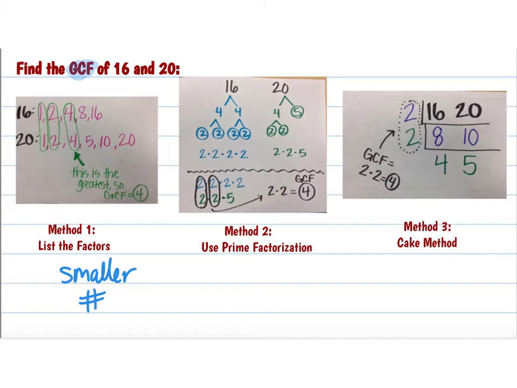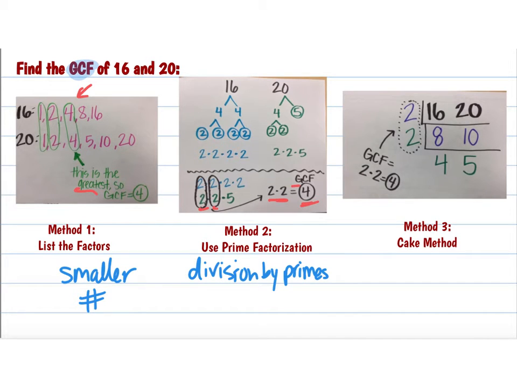Method 2 is using prime factorization. Here it's using a factor tree. You could also use division by primes, and then use the prime numbers to tell what the common factor is. On the previous method, you can see that we just circle the ones that are in common until we find the greatest one. In this method, you list all your primes, then find the primes you have in common and multiply them back together.